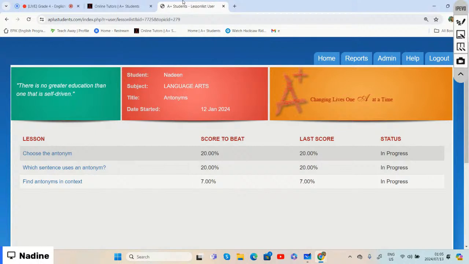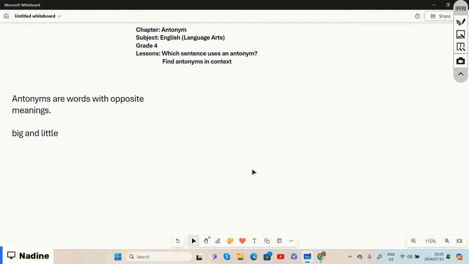All right. So we said that our chapter is firstly antonyms. Our subject is English language arts, grade 4. And in the lessons that we are going to be focusing on under the chapter of antonyms is which sentence uses an antonym, and we're going to find antonyms in context.